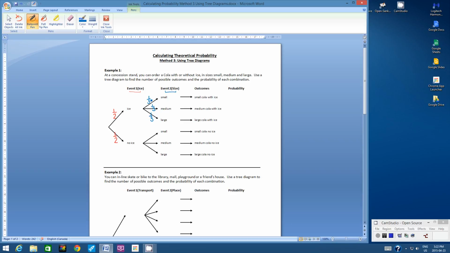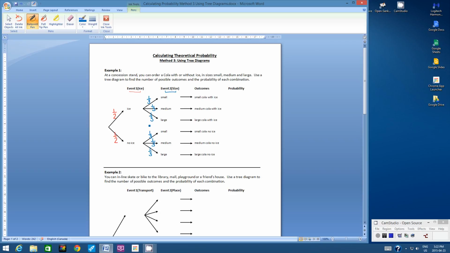So this part of the branch is going to look exactly the same as this part of the tree down here. So again, we have 1 in 3 chance of choosing a small, 1 in 3 chance of choosing a medium, and 1 in 3 chance of choosing a large. And yes, it is very important that you include these fractions. They're going to be very important.